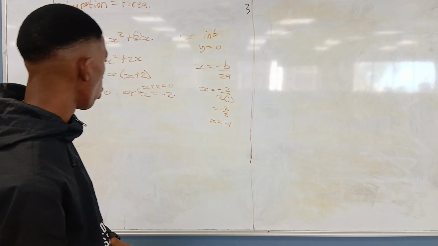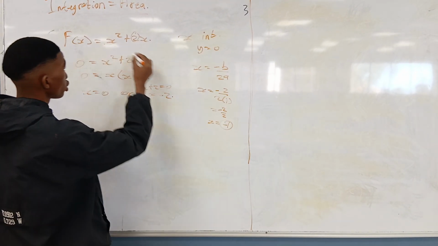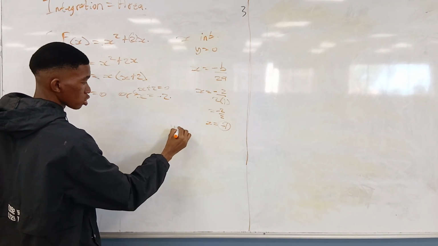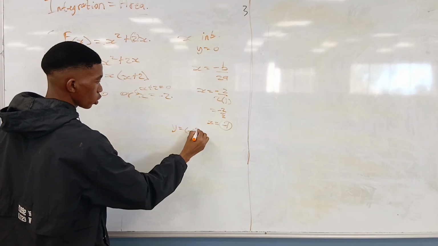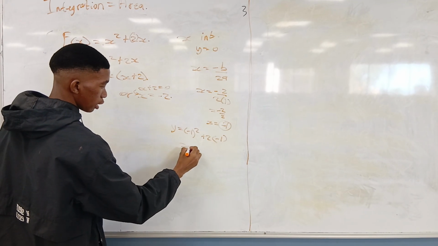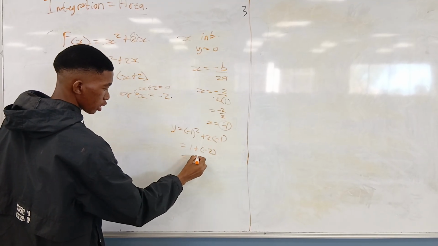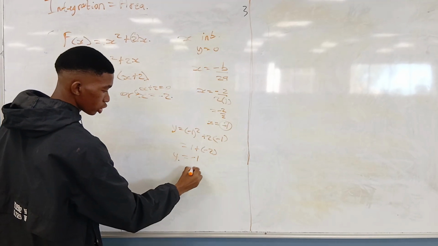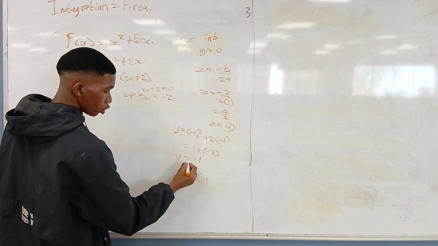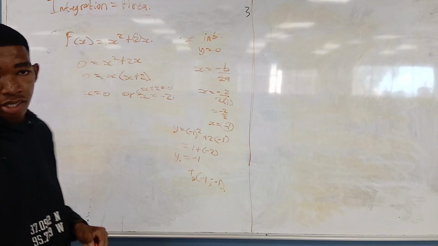Now we're going to use this x value of the turning point to determine the y value of the turning point. We're simply going to take this x value and substitute it into the equation of our function. So you're going to have y is equal to negative 1 squared plus 2 times negative 1. This is simply going to be 1 plus negative 2, which is going to give us negative 1. So the coordinates of the turning point are negative 1 and negative 1. So we have all these characteristics of our graph now.